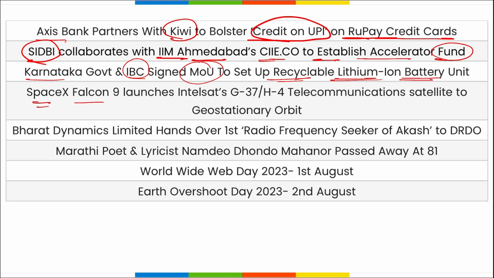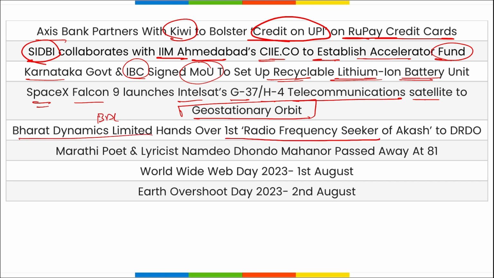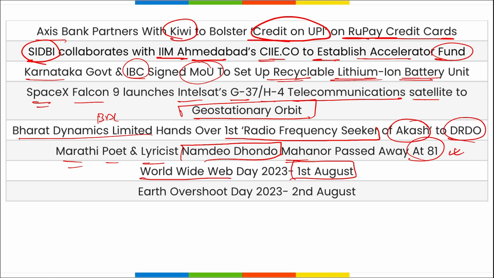SpaceX Falcon 9 launches Intelsat's G37H4 telecommunication satellite to geostationary orbit. BDL, Bharat Dynamics Limited, right? They handed over the first radio frequency seeker of Akash new generation to DRDO. Marathi poet and lyricist Namdeo Dhondo Mahanor has recently passed away at the age of 81. World Wide Web Day is observed on 1st of August, and Earth Overshoot Day is observed on 2nd of August. So these are your important current affairs for the 4th of August, friends.